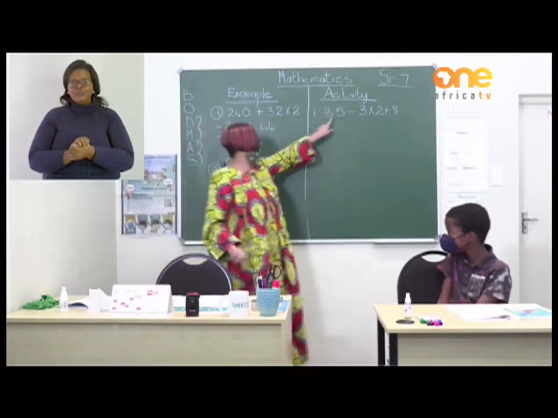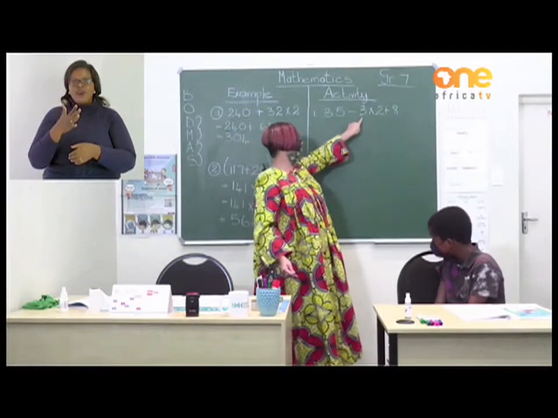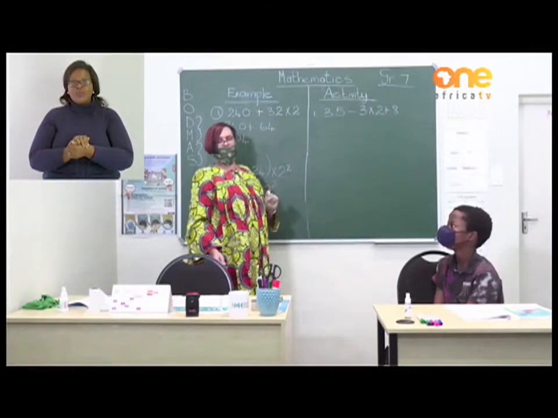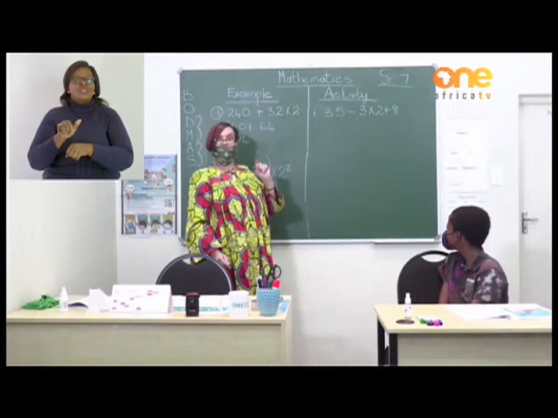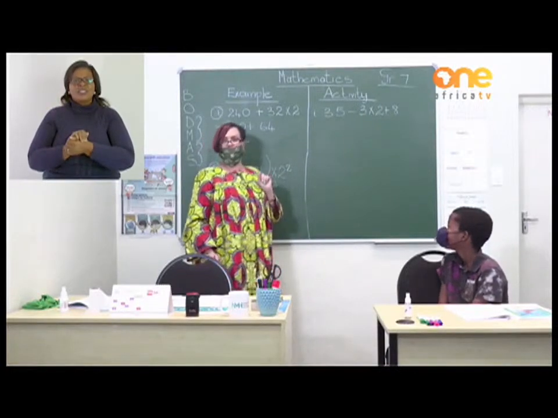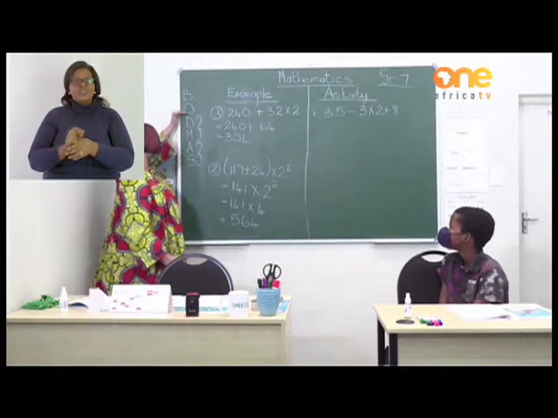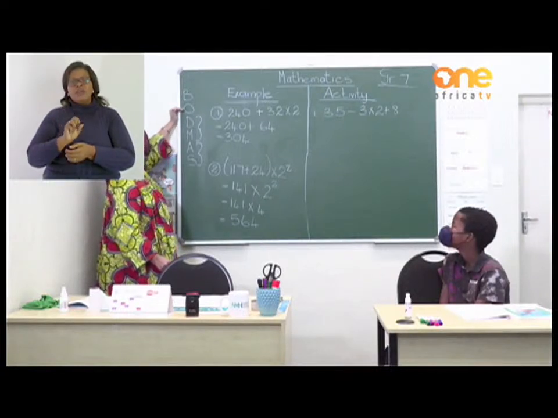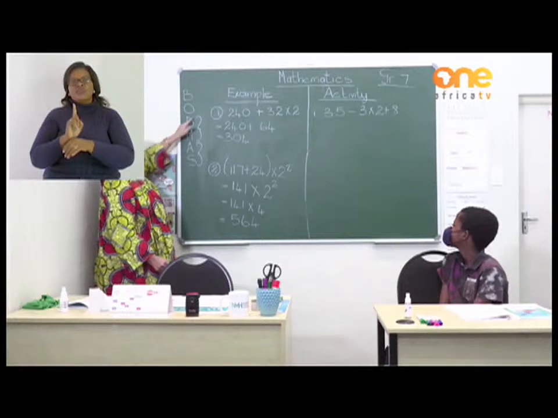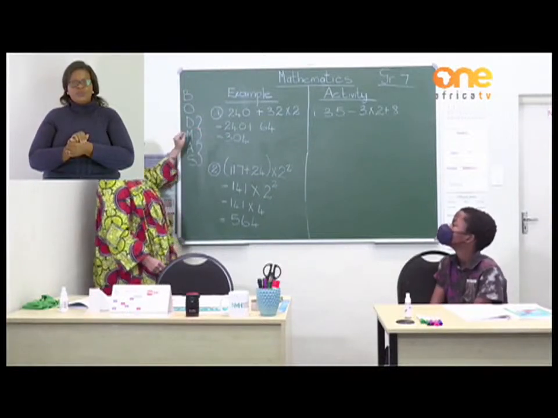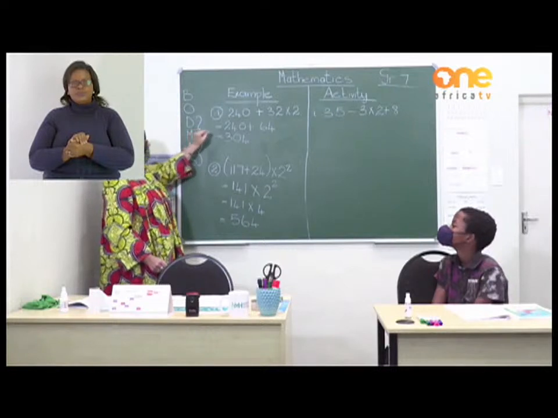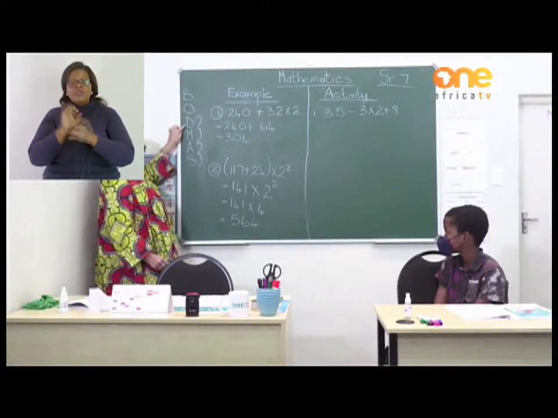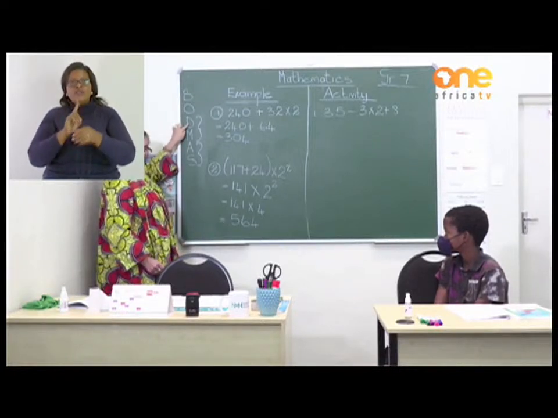In our sum, 35 minus 3 times 2 plus 8. Which operation do you think, or not even think, know now, which operation will we do first? According to BODMAS, again, brackets, of or order or exponent, division, multiplication from left to right. This means the one that we find in the sum first. So if we first have division, we do that first. If we first have multiplication, we do that one first.